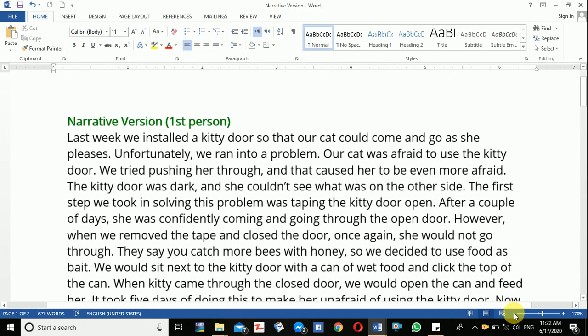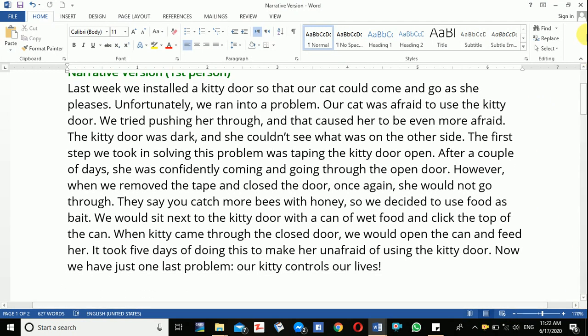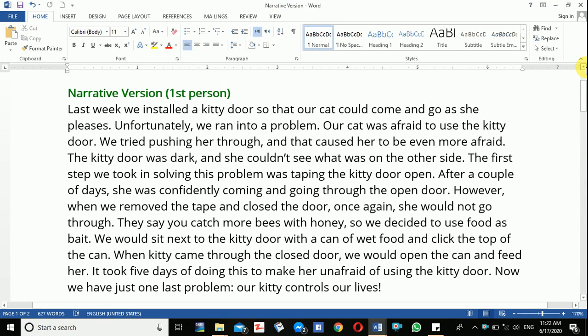You can see it, narrative version, first person. You stop the video for yourself and read this. Last week we installed the Kitty-Tor. This is a sample of a narrative paragraph. What you do is you have to find the topic sentence, supporting sentences and concluding sentence of this.